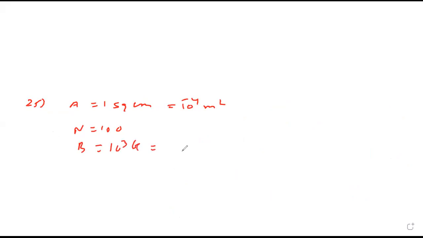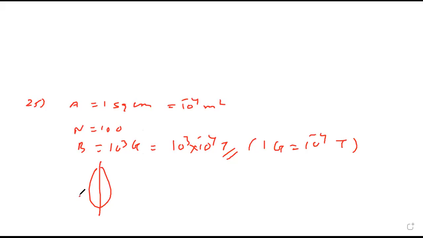A coil of area 1 square centimeter, which is 10 raised to minus 4 meter square, and 100 turns, is placed in a field of 10 raised to 3 Gauss. 1 Gauss is 10 raised to minus 4 Tesla, such that its plane is making 30° with the field.